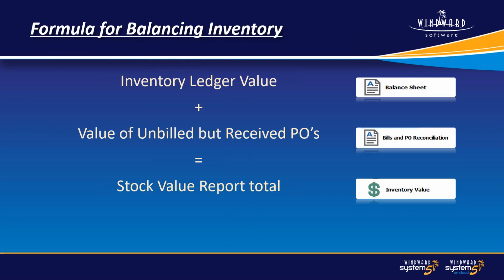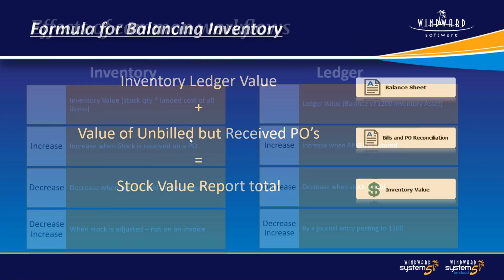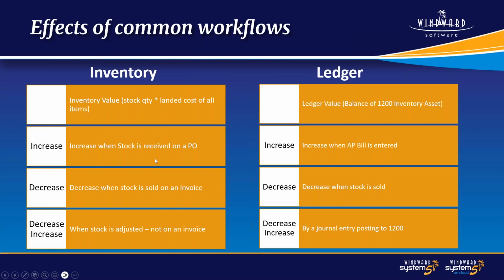If you're looking to figure out how big the imbalance truly is, here are the steps. Run your balance sheet report. Find out your 1200 asset value. Then you're going to run a key report, which I'm going to show you in a moment, called the Bills to PO Reconciliation Report. This will show you the value of any POs you've received into the system, which, if I just go back a slide, would have increased the inventory ledger.